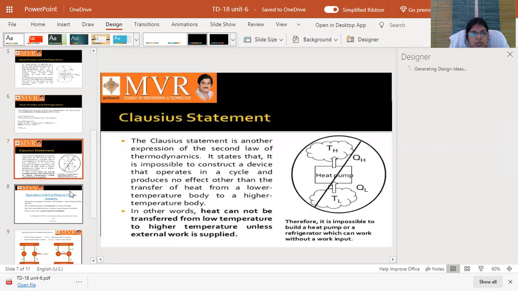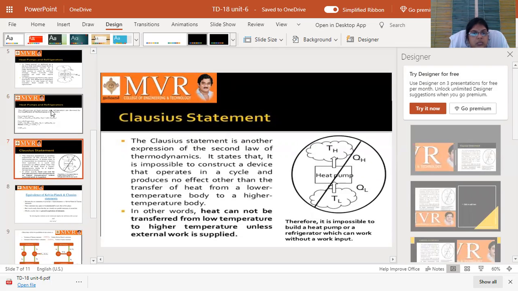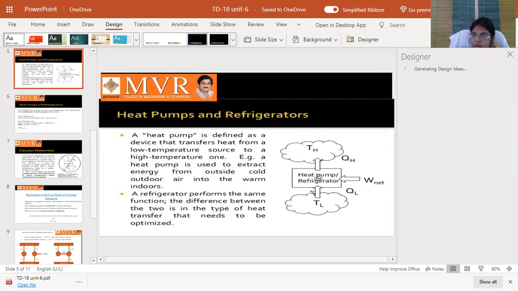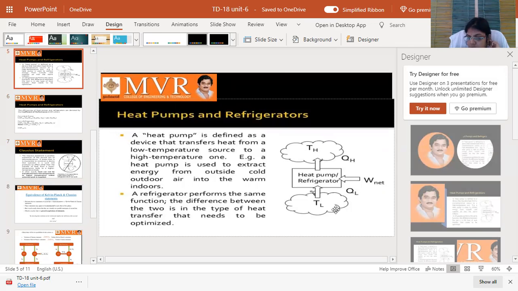In a heat pump, heat is received from the lower temperature and rejected to the higher temperature. So a heat pump is defined as a device that transfers heat from a lower temperature source to a higher temperature one. A heat pump is used to extract energy from outdoor cold air to warm indoors. So here, if you consider only a heat pump, our desired effect happens at the source.